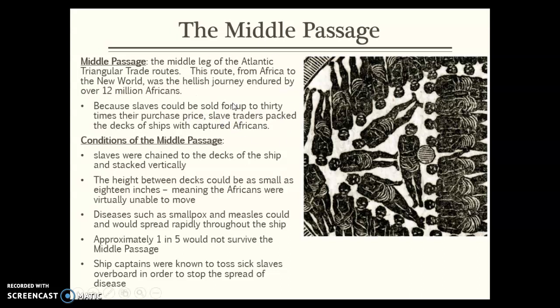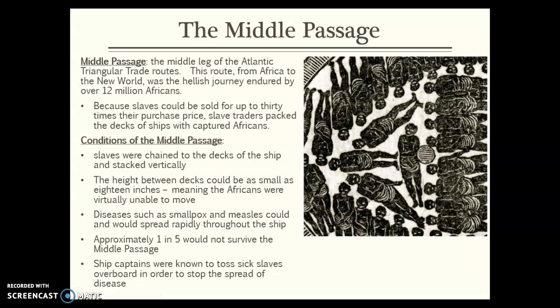Again, this is chattel slavery, where they view human beings as property. And so to them, this brutal treatment was somehow justified. But slaves were chained to the decks of ships, again, packed in. Diseases and other things would run through the population on there. It must have been a hellish journey, to say the least.